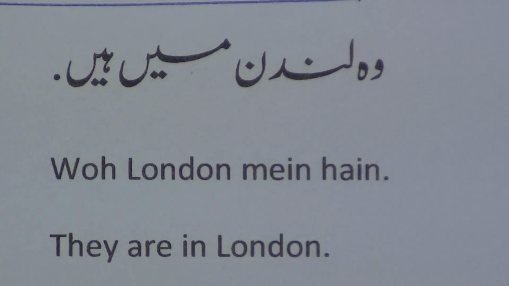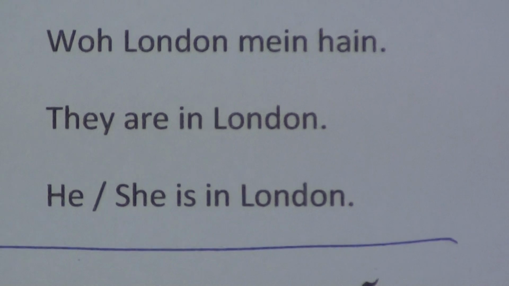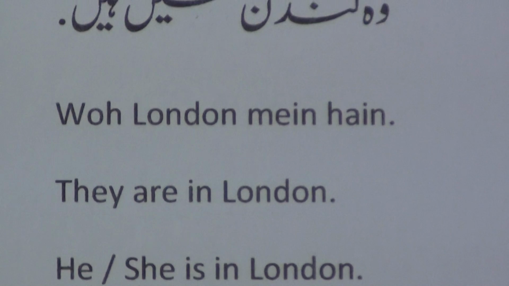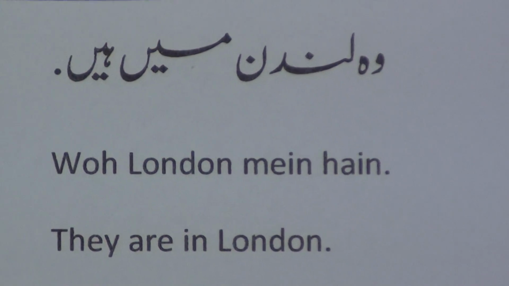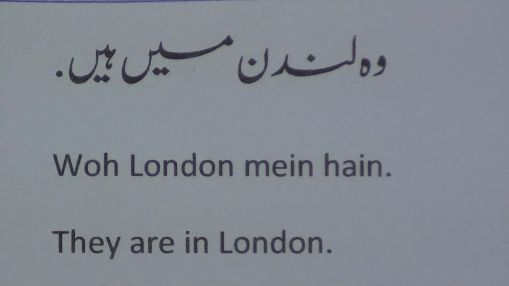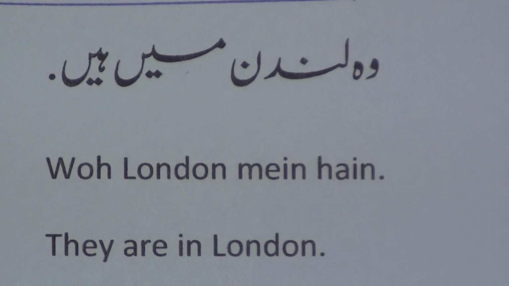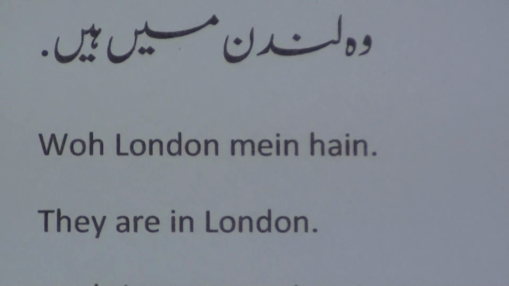If we say वो लंदन में है, it means he or she is in London. If we say वो लंदन में हैं, it means they are in London. But the same construction may also be used for he or she. In this case, it means we are using it for someone very respected, elder or strangers.